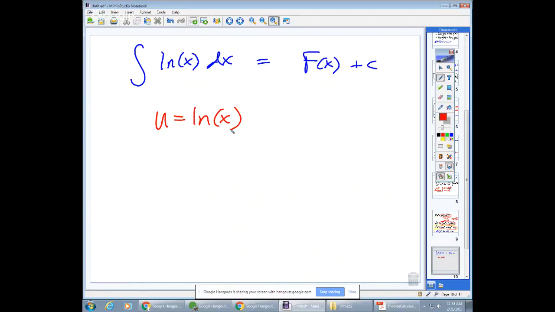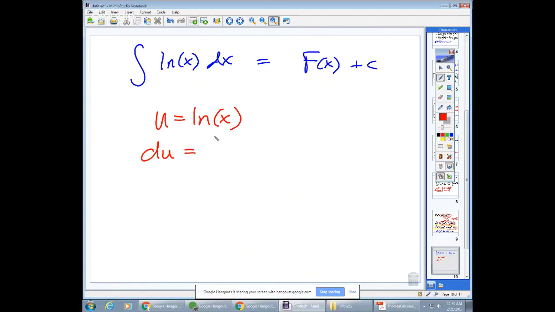Somebody had their hand up. Was it Darren? Use the inverse function. You know, we have a rule for differentiating inverse functions, but we don't have a rule for integrating inverse functions. So I don't know how to use that off the top of my head, but I will look into that. So what's du here?